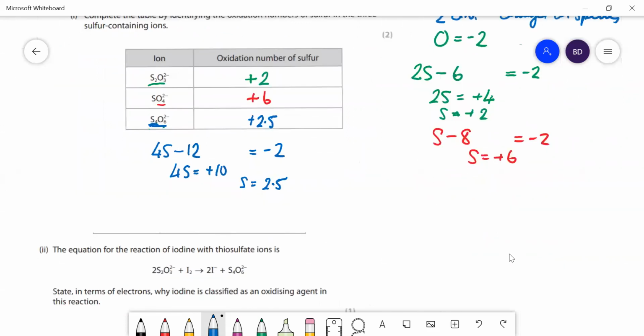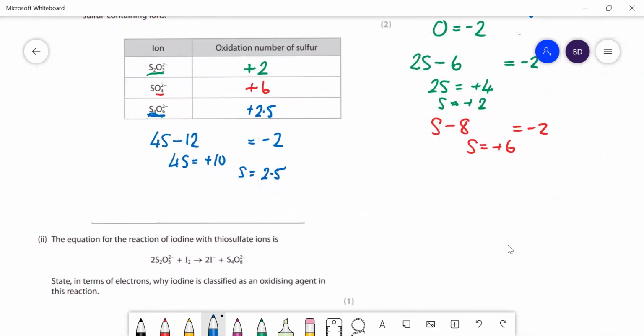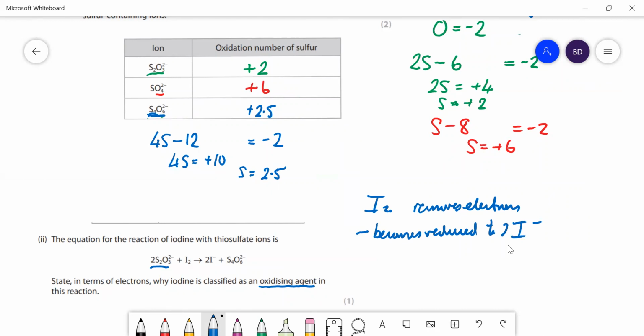Right, the equation for the reaction of iodine with thiosulfate ions is below. Explain, in terms of electrons, why iodine is classified as an oxidizing agent. Right, so oxidation is loss of electrons, so I2 makes this thiosulfate lose electrons. I2 removes electrons from that, and it becomes reduced itself to 2 lots of I minus, and obviously the I2 has gained 2 electrons to turn it into 2 I minus. It's removed those electrons. It's an oxidizing agent.